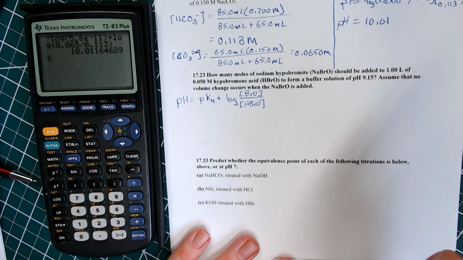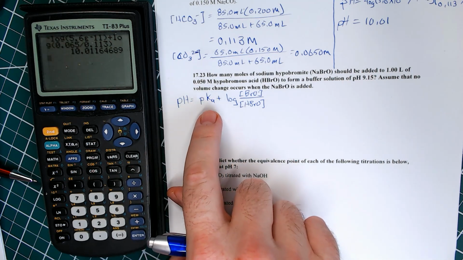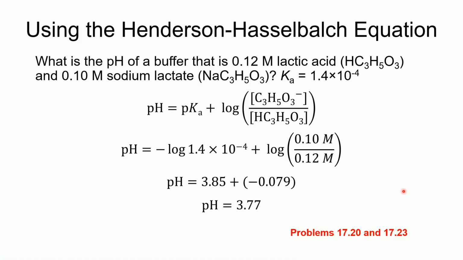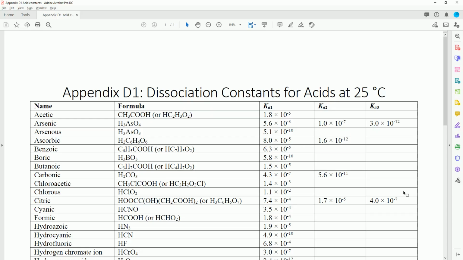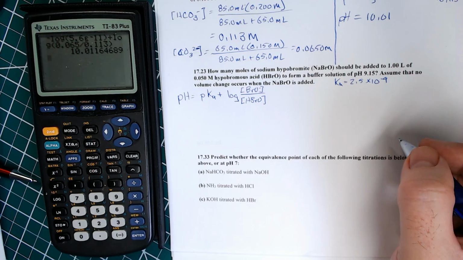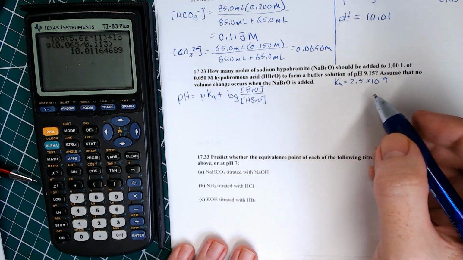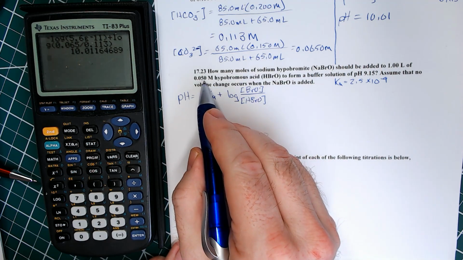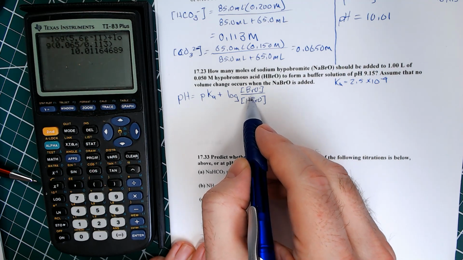Well, the quantities that we know are the pH, so we know that quantity, the pKa, which we don't know directly, but we can get that. So we're going to get that here. Let's go ahead and go over here. We'll find hypobromous acid, and there is hypobromous acid at 2.5 times 10 to the negative 9. So I'm going to write that down. Ka is 2.5 times 10 to the negative 9. I'm going to make sure I wrote down the right number. Yes, so 2.5 times 10 to the negative 9. All right, so there is our Ka, and so we can calculate pKa really easily. And then, of course, HBrO is 0.050 molar, and we want to solve this equation for BrO minus.